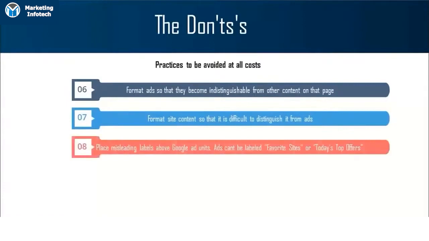Never try to place misleading labels above Google ad units. Ad units can only say that they are sponsored ads or paid ads. Ad units cannot be labeled as favorite sites or today's top offers or something like that.